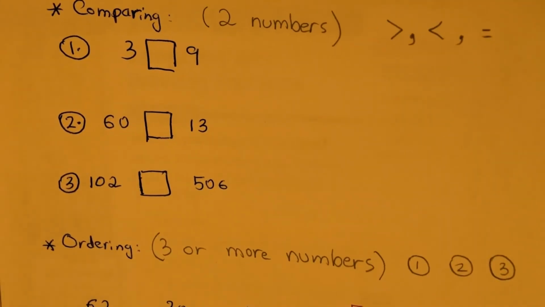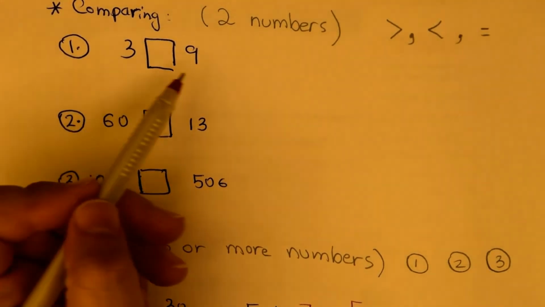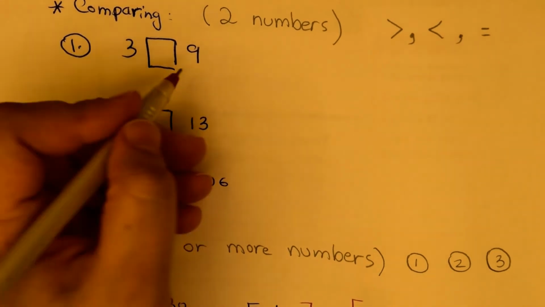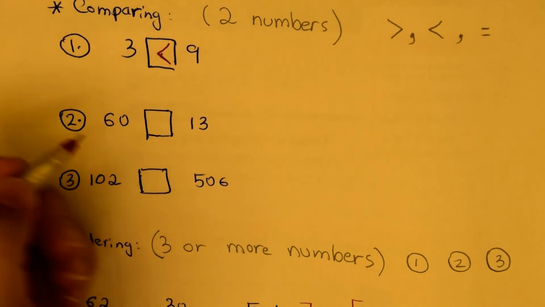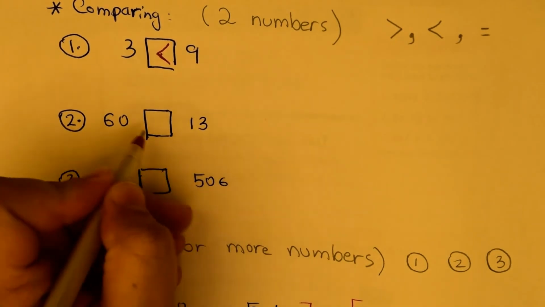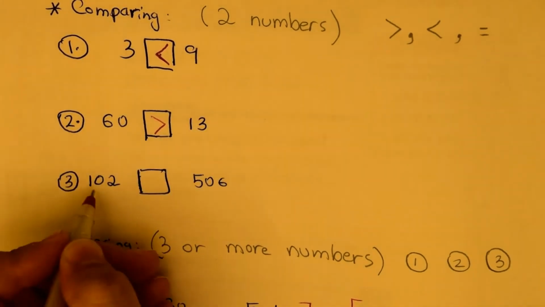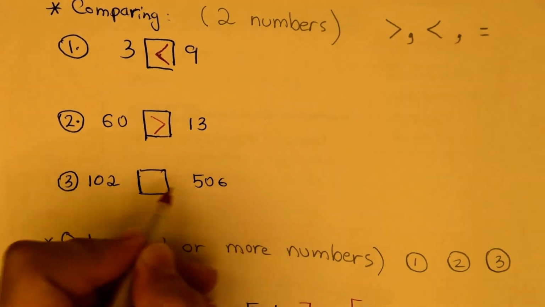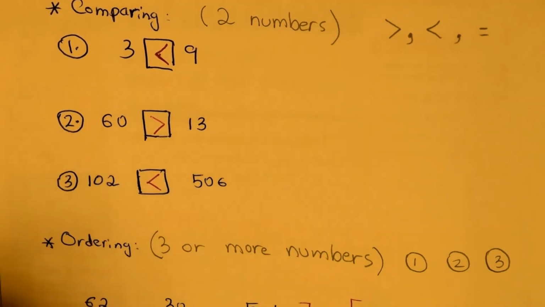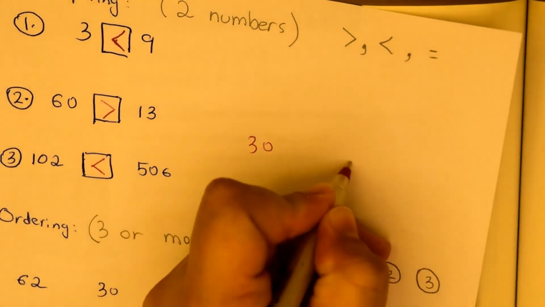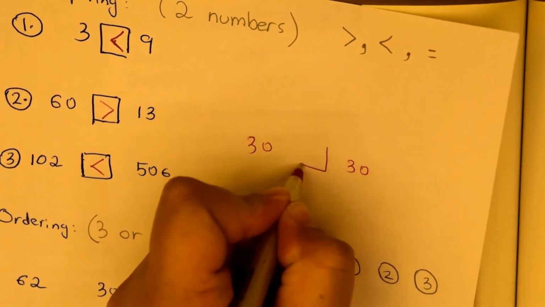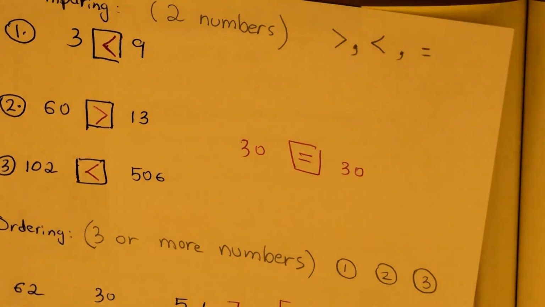So here I have 3 and 9. Which number is greater? 9 is greater. So I will put the symbol here. 60 or 13. 60 is greater. And 102, 506. 506 is greater. So I will put the symbol. If I have the same number, for example, here 30 and 30, they are equal numbers. So I'll put the equal sign.